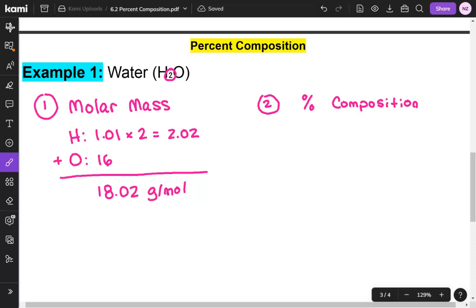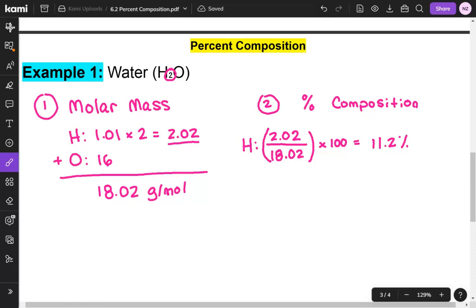And again, we find percent composition by taking the mass of each piece and dividing it by the total. So let's find the percent composition for hydrogen. So hydrogen is 2.02 grams in our compound. Not just one hydrogen, but all of the hydrogen is 2.02. And we're going to divide that by the total mass of water, which is 18.02. So dividing it by the molar mass. And then we're going to multiply that by 100. So when I do that calculation, I get 11.2%.